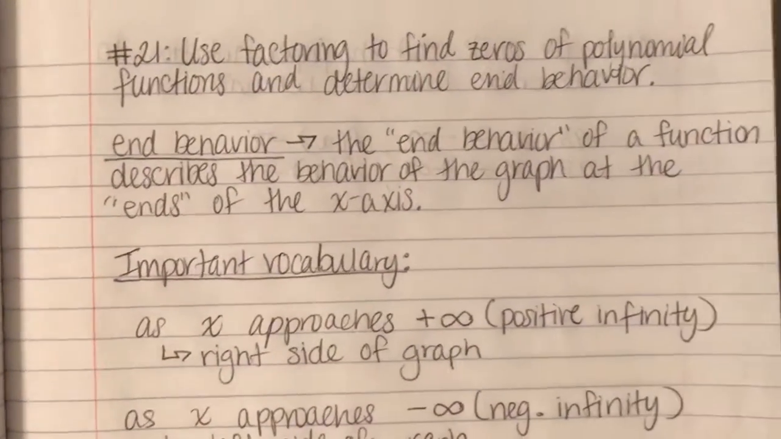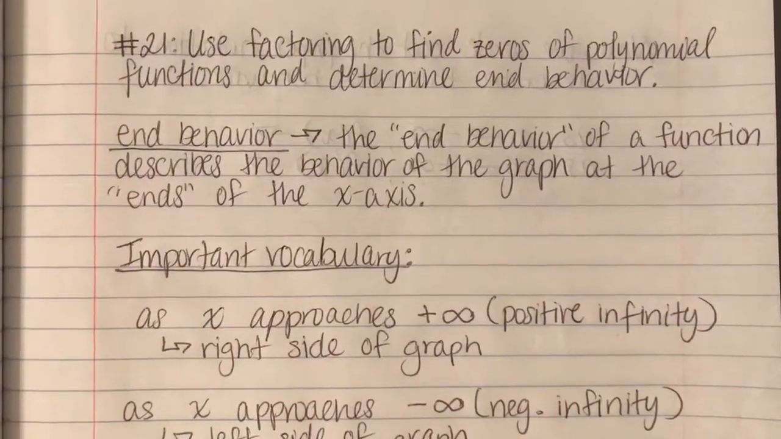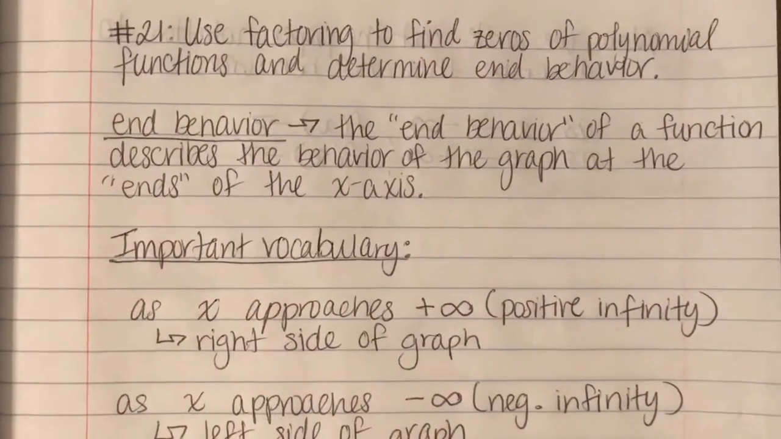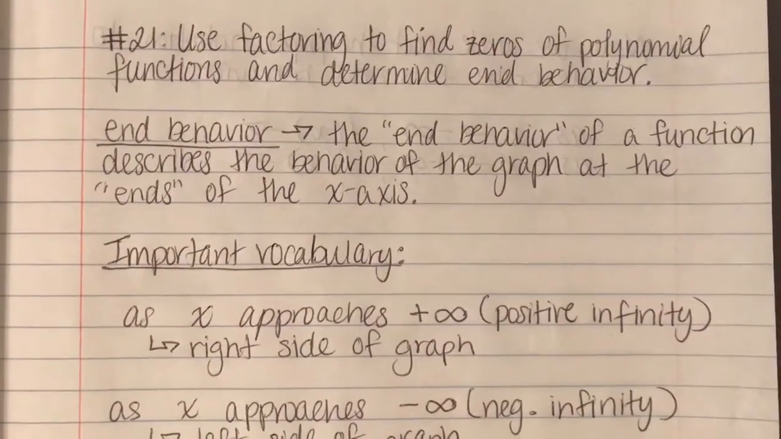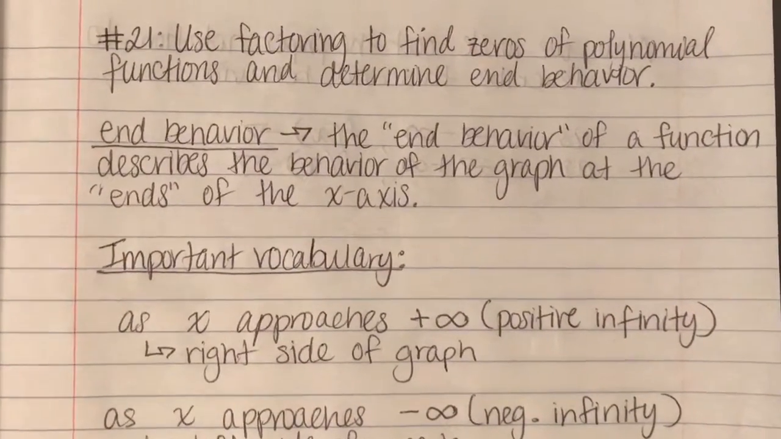Everyone! For the discussion this week, I had number 21, which is use factoring to find zeros of polynomial functions and determine end behavior. End behavior of a function describes the behavior of the graph at the ends of the x-axis. So let's go over some vocabulary before we start.